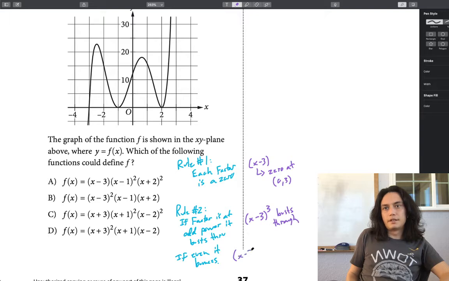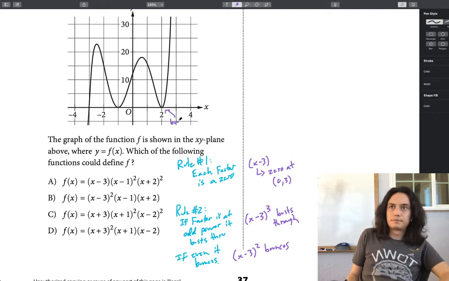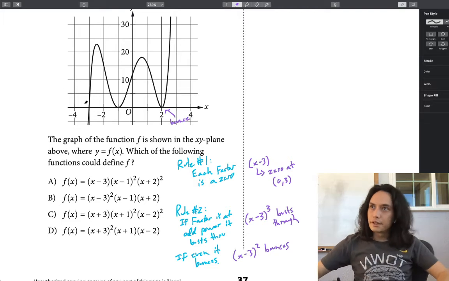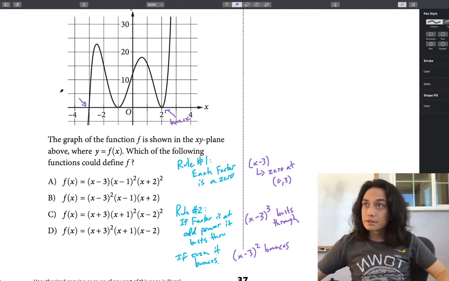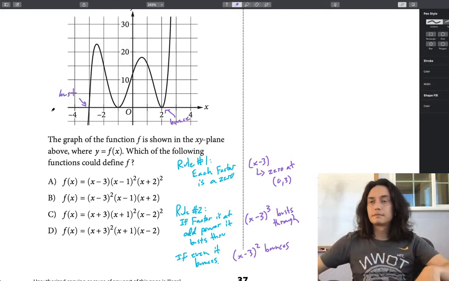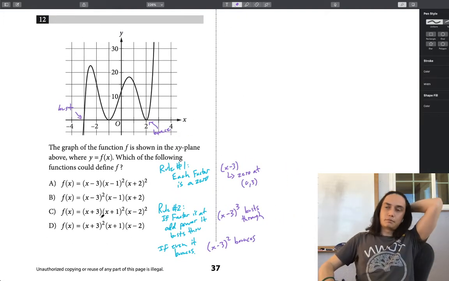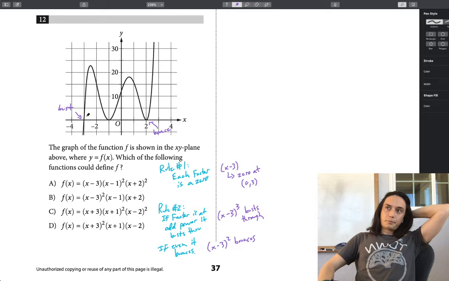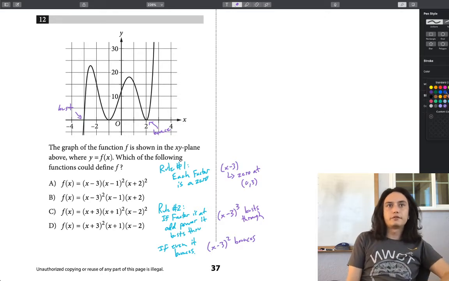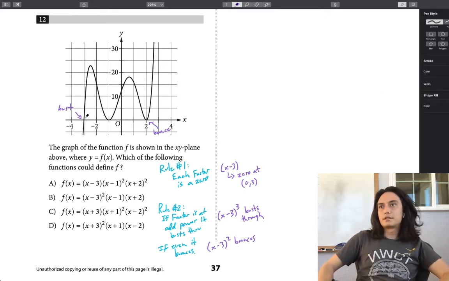Whereas x minus 3 squared, that bounces. And then I'll look at this and I'll say this is a bounce. And I'll say this is a bust. Now the thing to do, if you're going to big brain it, is just to look at all of the places where this graph hits the x-axis. Here, here, and here. There's 3 places.